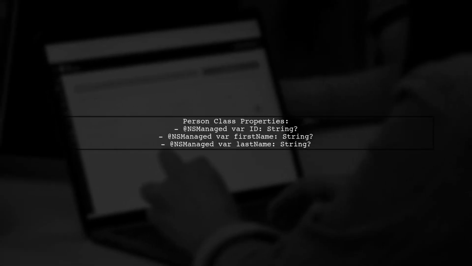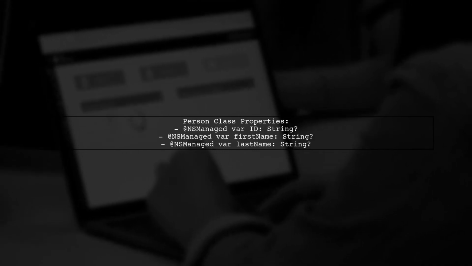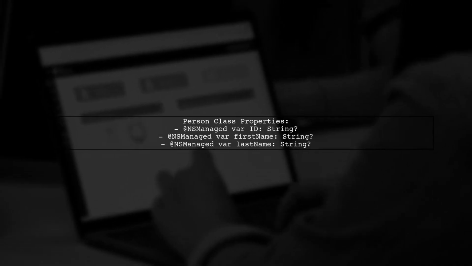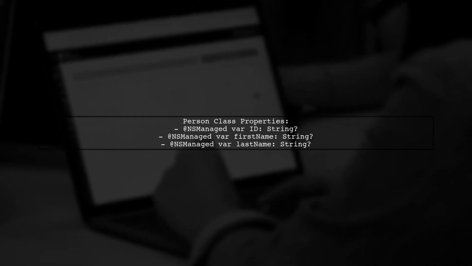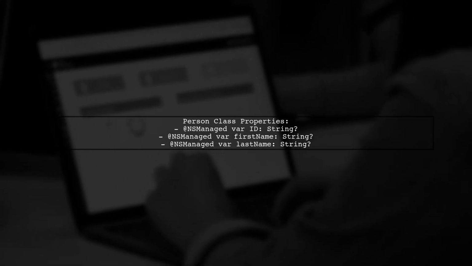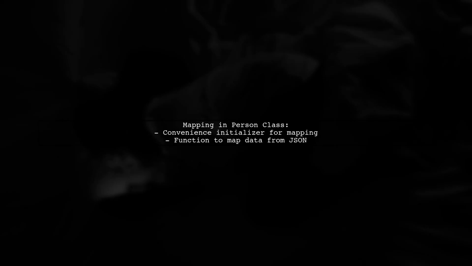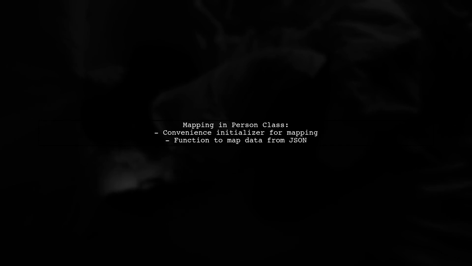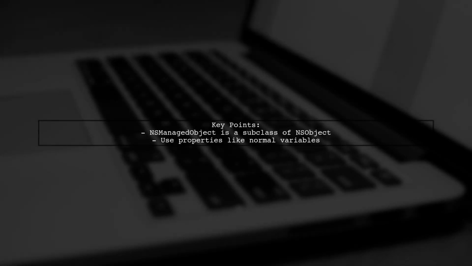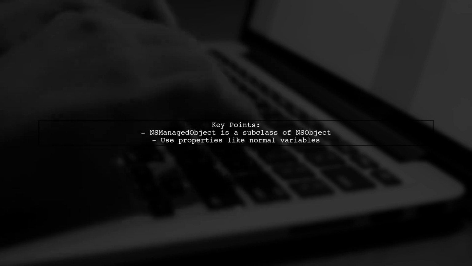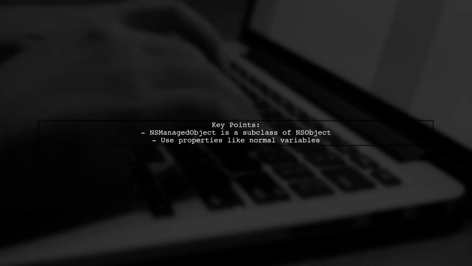The person class has properties like ID, first name and last name, which are marked with @NSManaged to indicate they are managed by core data. The class includes a convenience initializer for mapping and a mapping function to handle data transformation. Remember, NSManagedObject allows you to use these properties like normal variables while being managed by core data.